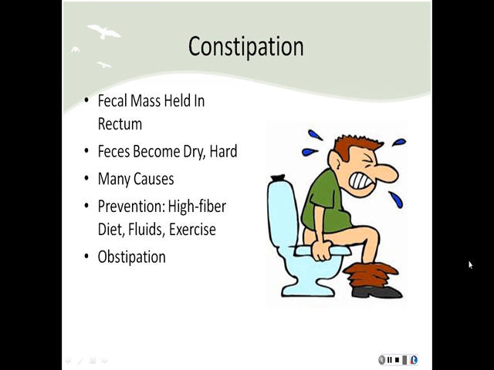So constipation happens when feces is held in the rectum longer than usual for a person. When this happens, more of the water is absorbed and the feces becomes dry and hard to pass. There are many causes for constipation, such as medications, different disease processes, etc. Prolonged constipation is called obstipation. Some prevention strategies include a high fiber diet, and then increasing fluid intake, and then exercise as well.